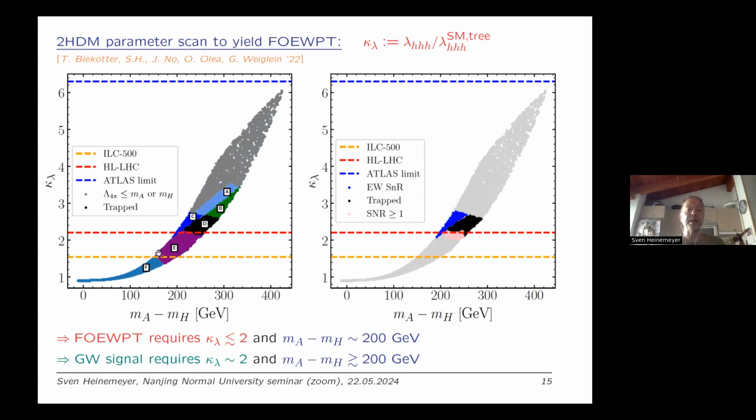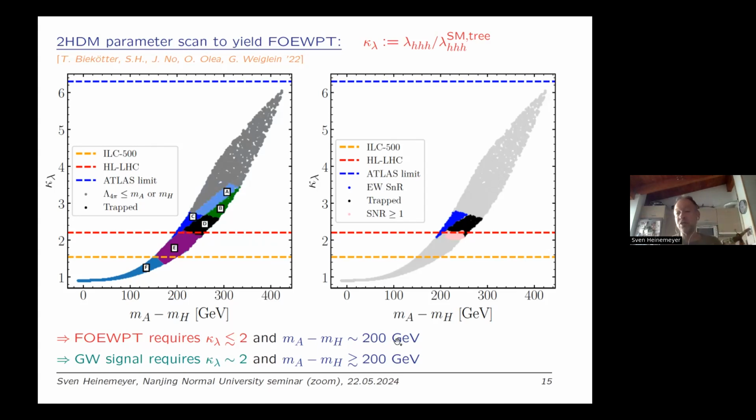And this would be the limit that could be reached at an e+ e- machine with 500 GeV center of mass energy, where concretely we took the numbers from the ILC 500. If you're at lower energies, only 250 or 350 GeV, the precision that you get is much worse. It's more closely to this 2.3 line here. Okay, so this is the zone that is preferred, and it requires that the kappa lambda is a little bit smaller than 2, and that we have this large mass gap of around 200 GeV. These are the 2 characteristics that one can find.